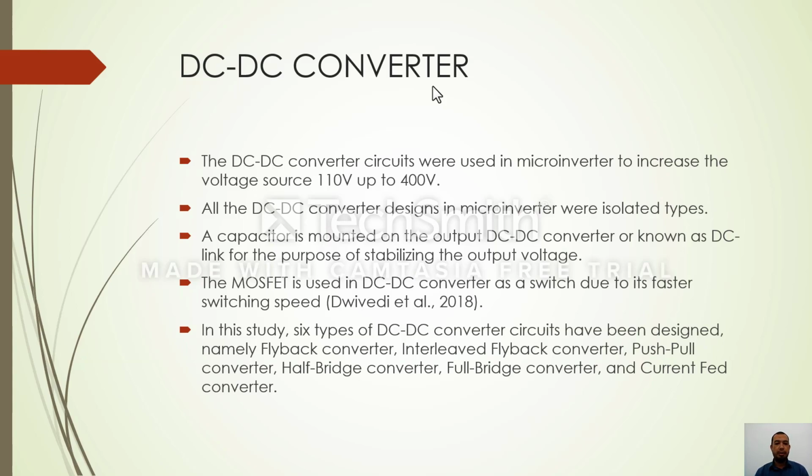DC to DC converter. The DC-DC converter circuits were used in microinverter to increase the voltage source 110 volt up to 400 volt. All the DC-DC converters designed in microinverter were isolated types. A capacitor is mounted on the output of the DC-DC converter, known as DC link, for the purpose of stabilizing the output voltage. The MOSFET is used in DC-DC converter as a switch due to its faster switching speed. In this study, 6 types of DC-DC converter circuit have been designed, namely flyback converter, interleaf flyback converter, push-pull converter, half-bridge converter, full-bridge converter, and current-fed converter.